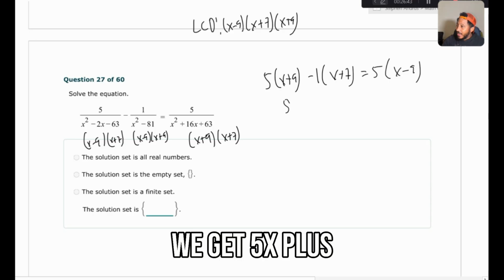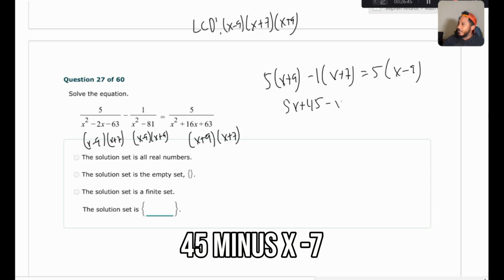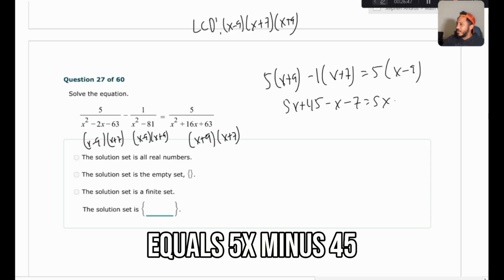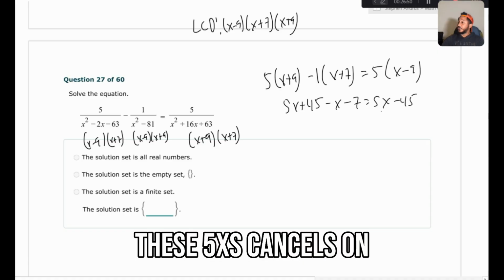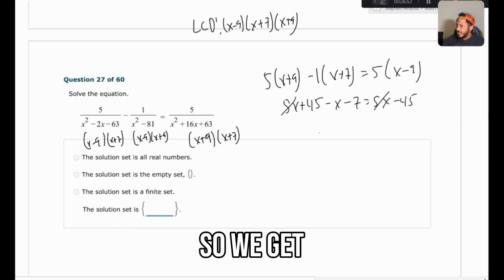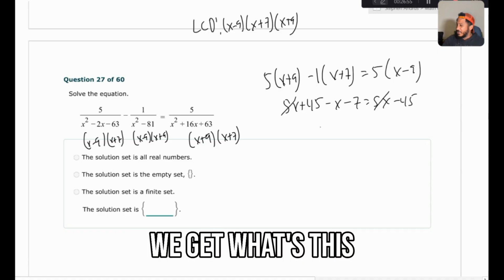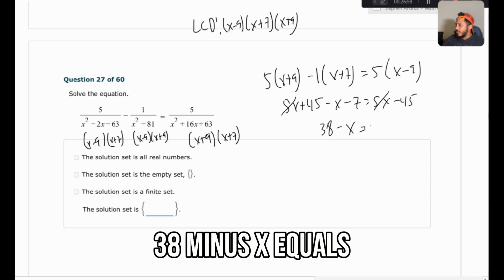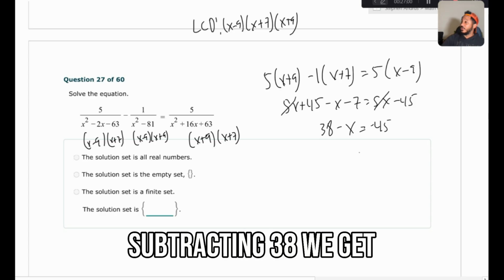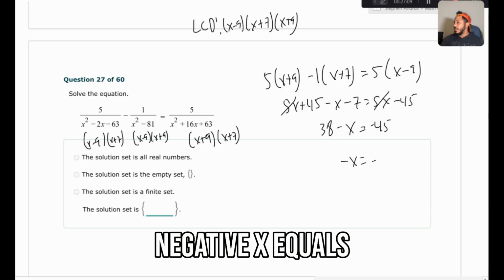Distributing, we get 5x plus 45 minus x minus 7 equals 5x minus 45. Actually, these 5x's cancel on both sides. So combining like terms, we get 38 minus x equals -45. Subtracting 38, we get -x equals -83.